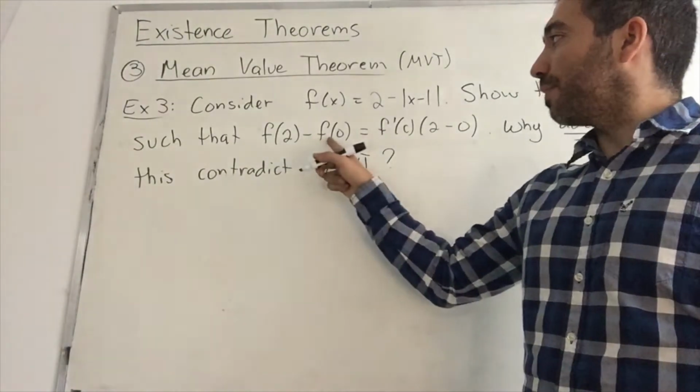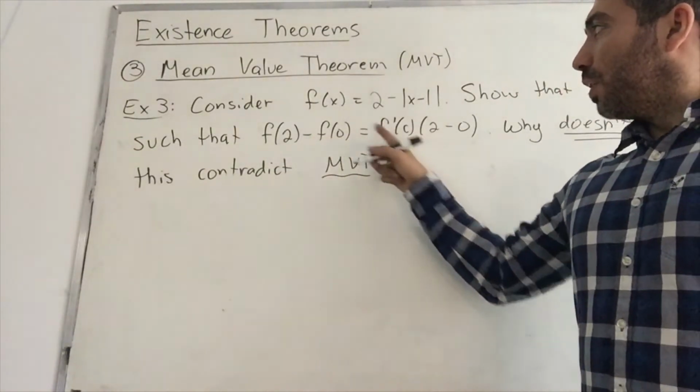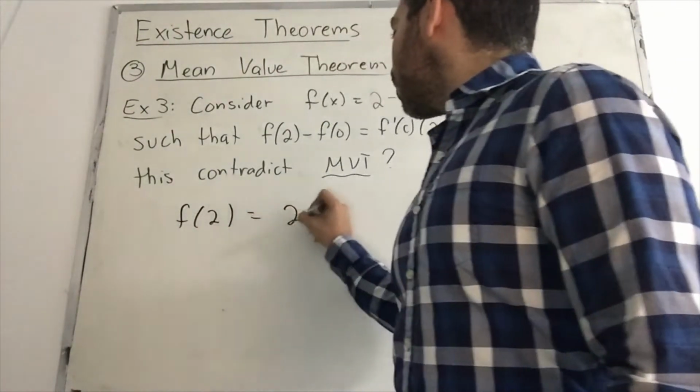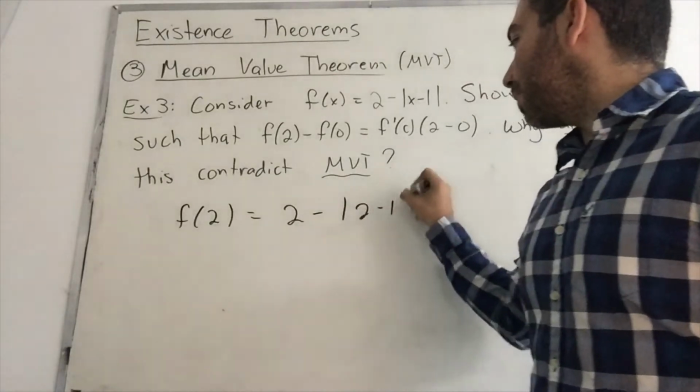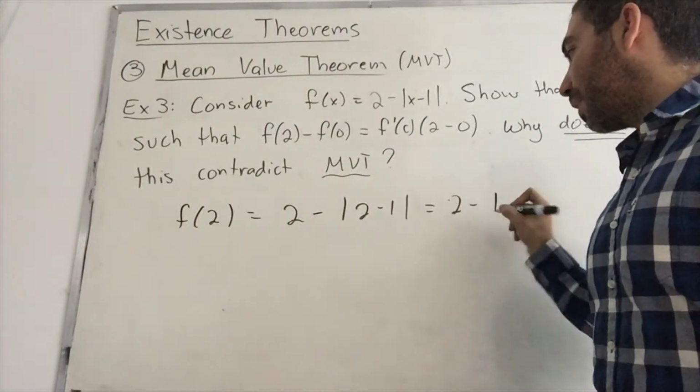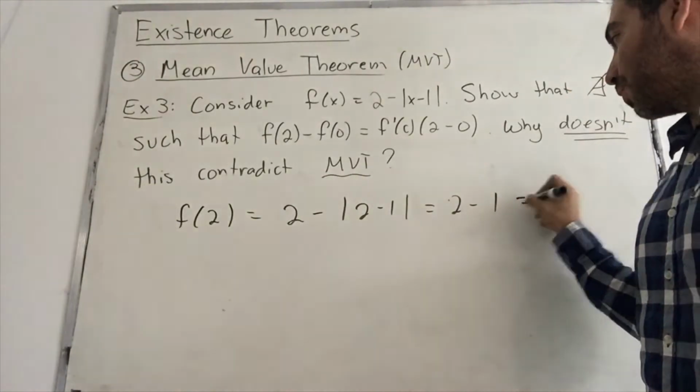f of 2 minus f of 0. Let's plug in 2 into the function. We have 2 minus the absolute value of 2 minus 1, which is 2 minus 1 is just 1, and the absolute value stays positive, so it's 2 minus 1, which is 1.